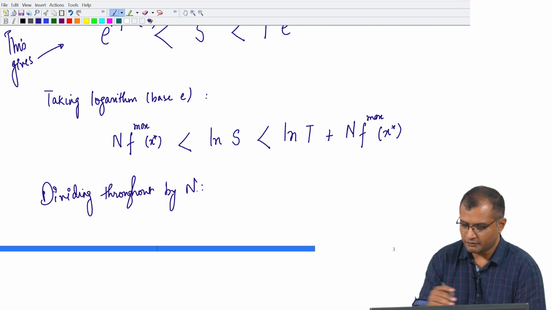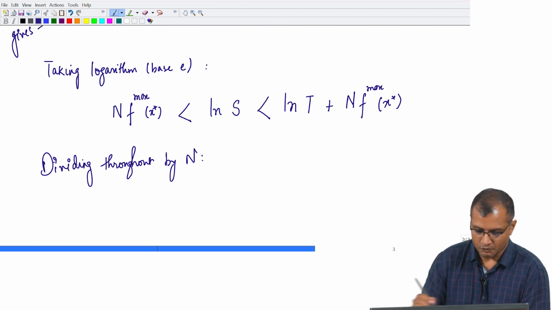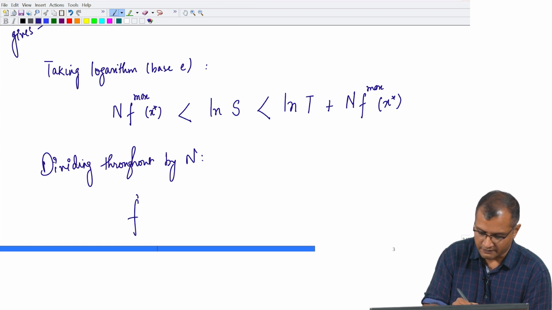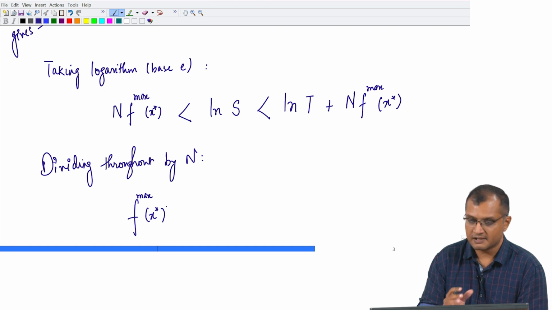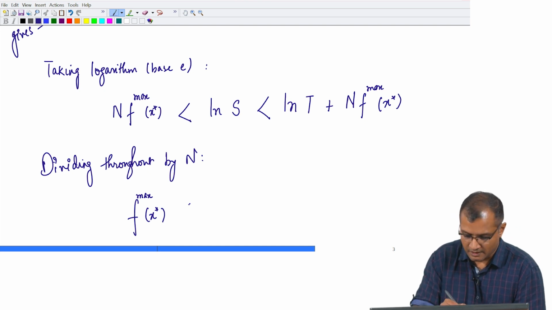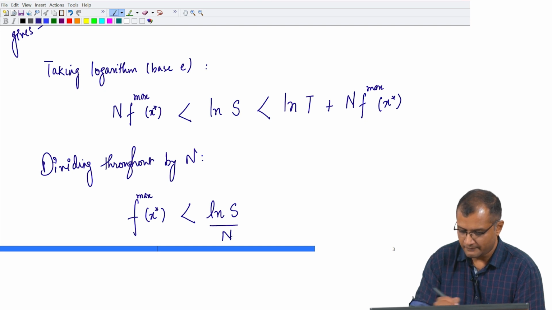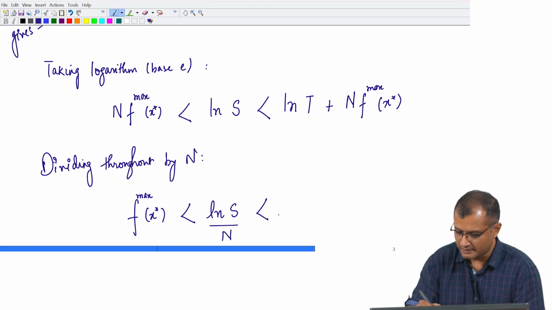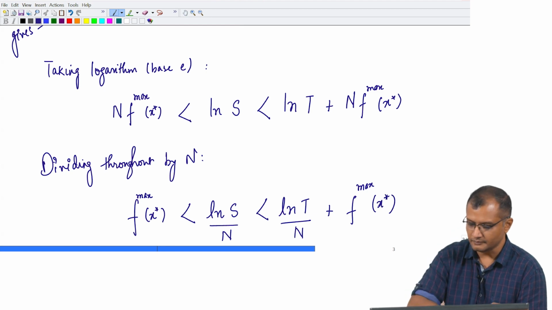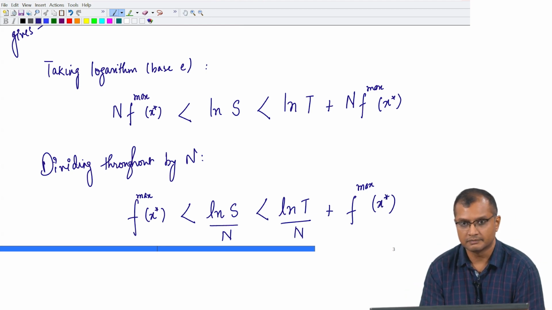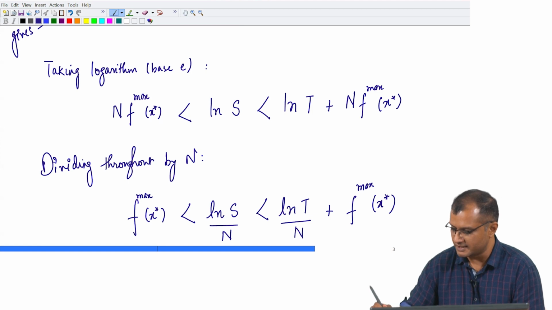Okay. So, if you divide throughout by n, what you get is nothing but the maximum of the function at one of the values of x, let us say that is x star, is less than ln s over n, is less than ln t over n plus f max at some x star. Now, this is where it gets interesting.